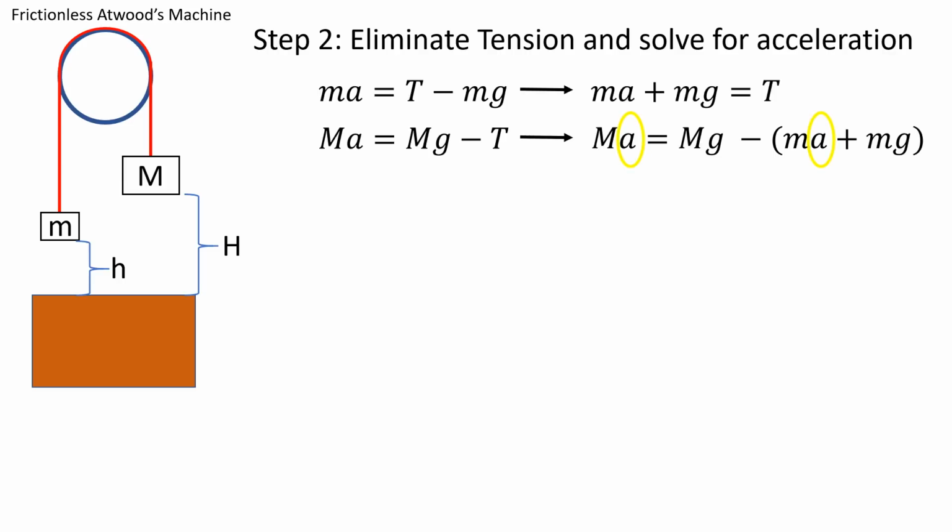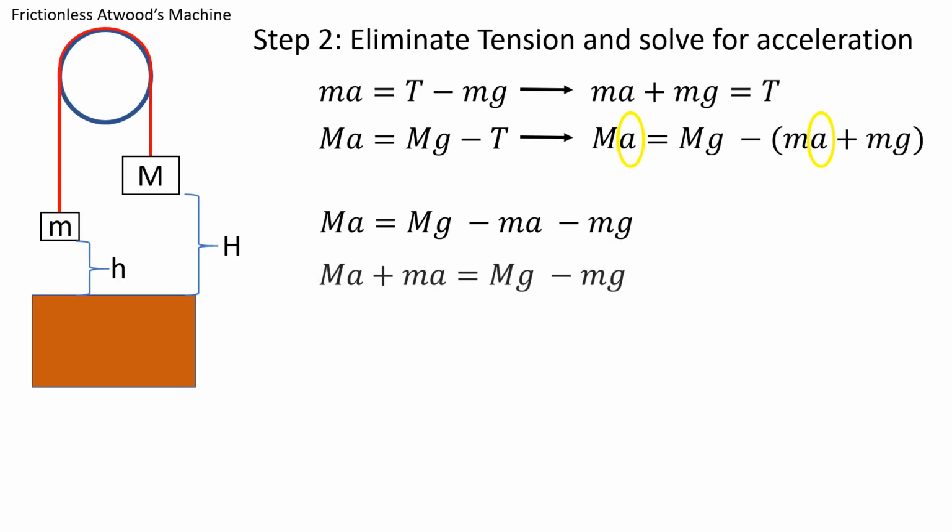Now we're down to one equation here with only one unknown in it, which is the acceleration. The masses are known, and of course g is a constant. So we can solve this for the acceleration. First we'll propagate the minus sign through the quantity on the right, and then we'll move everything with the a in it to the left side of the equal sign. So we'll have big M a plus little m a equals big M g minus little m g.